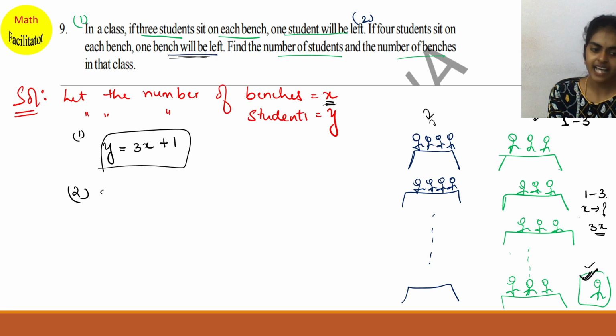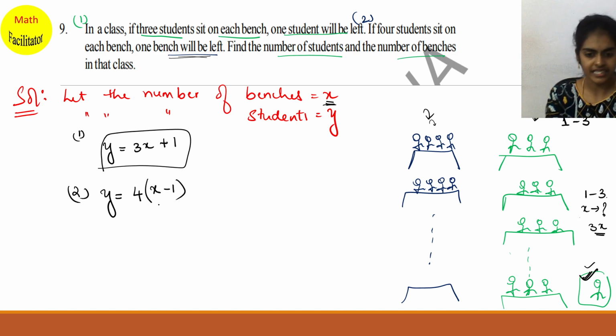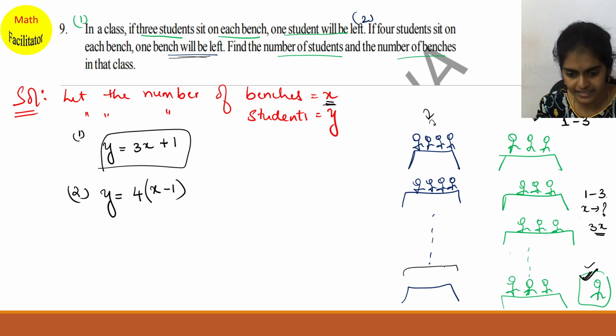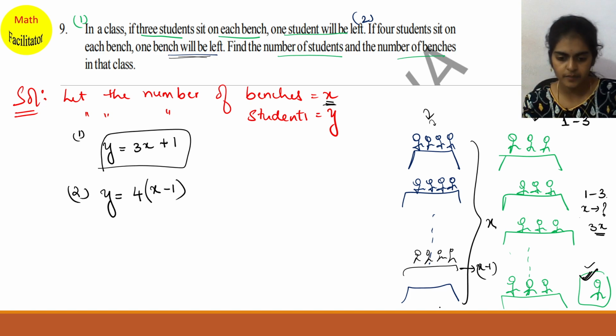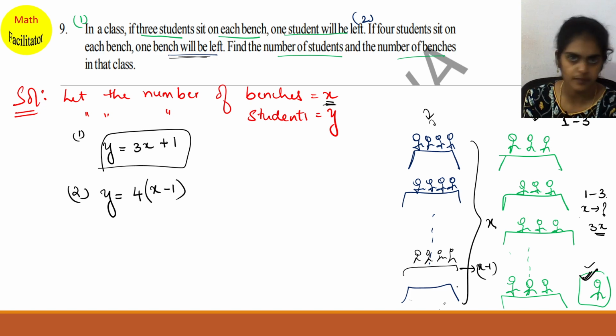So total I have Y students. These Y students are sitting, four students each, in how many benches? Total benches were X, but I have only X minus 1. Till here only my students are sitting. This is the last bench. Till here only they are sitting. Total number of benches are X, but I am using only till here. That means this is nothing but X minus 1. This bench we are not using, so I can subtract this.